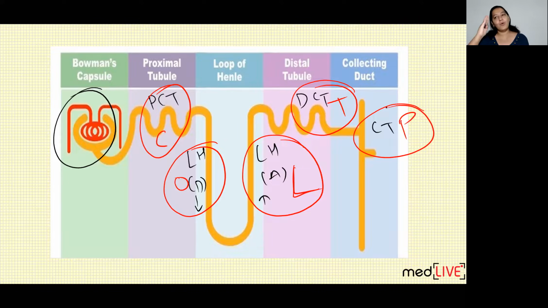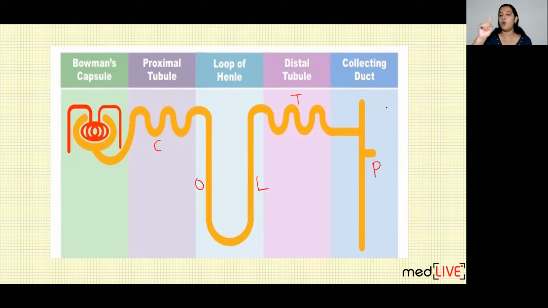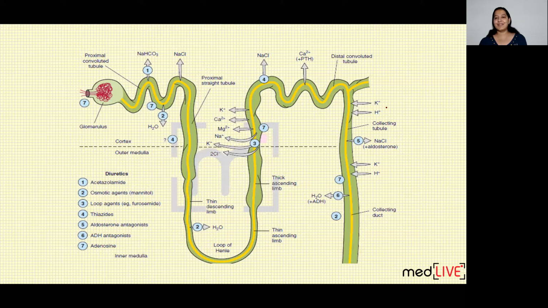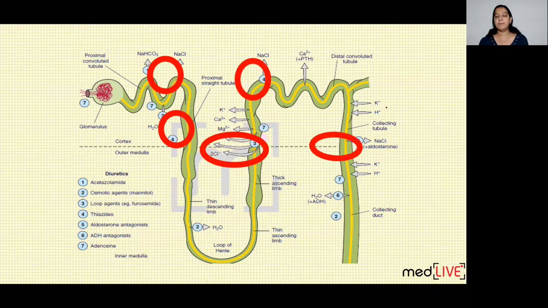So if we know the sequence of tubules, that is PCT, loop of Henle descending limb, loop of Henle ascending limb, DCT and collecting tubules, you have to mug up only one mnemonic, COLTP, cold P. So that is the mnemonic. So this is a nephron in front of you. Just see it. These are the 5 parts of tubule: PCT, loop of Henle descending, loop of Henle ascending, DCT and collecting tubule.